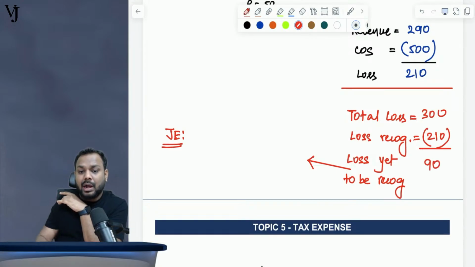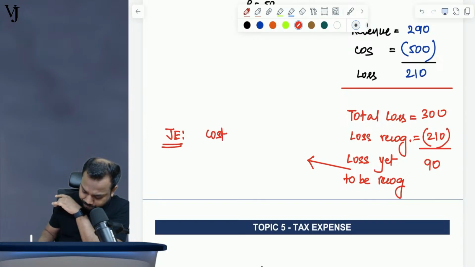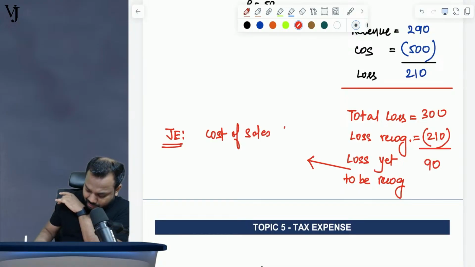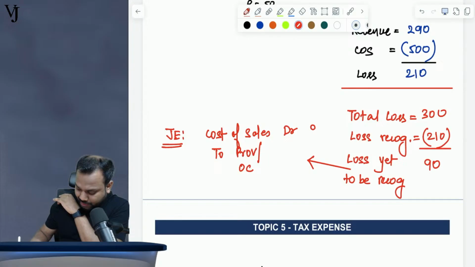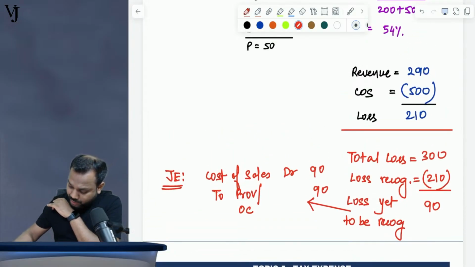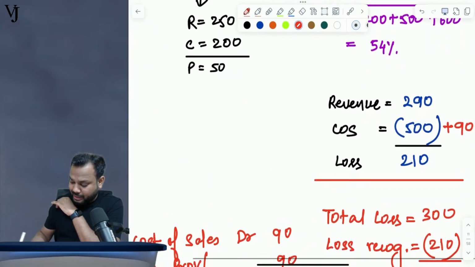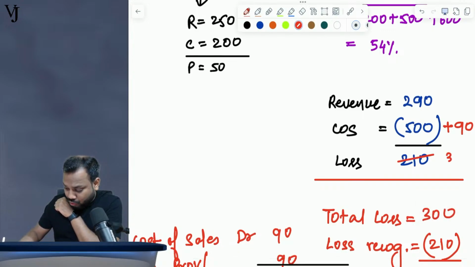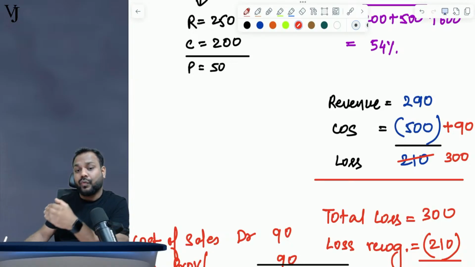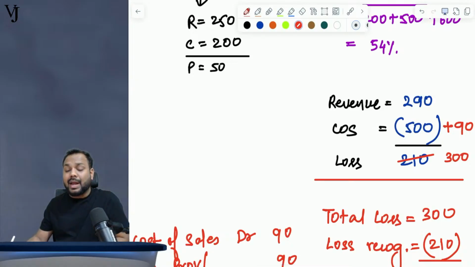So what is the accounting for this 90? We'll write cost of sales account debit to provision for onerous contract, 90. And now what we do is add up 90 here. When we add up 90 here, the loss that we record is not 210, the loss that we record is 300. The entire loss we are preponing and recording now. Why? Because it is an onerous contract.